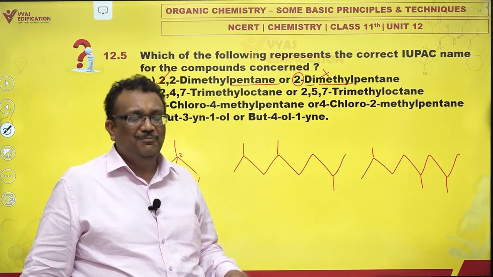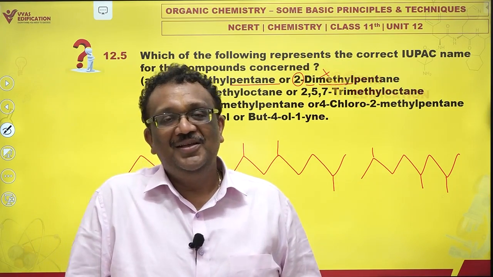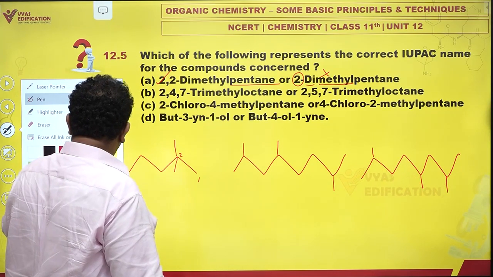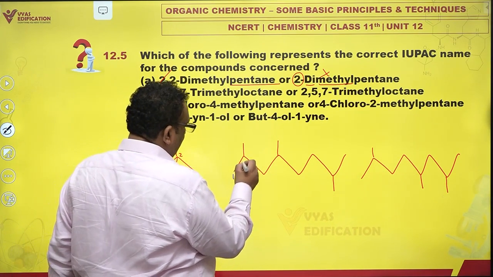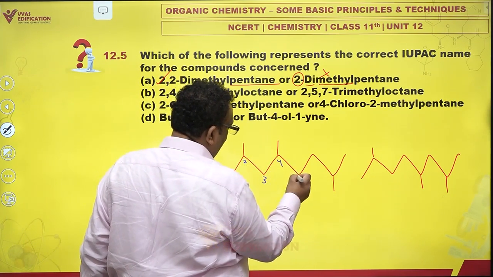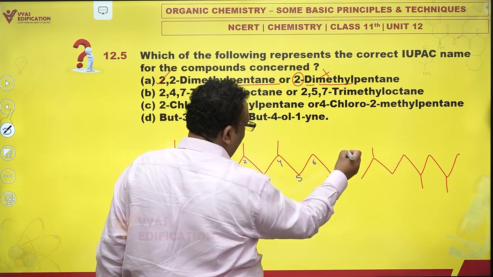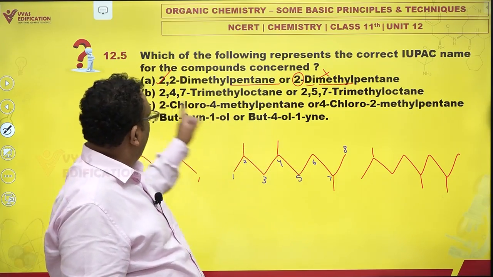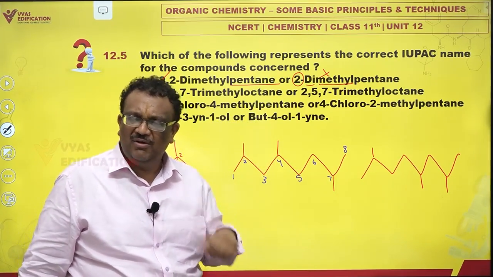Actually, if you look closely, both these compounds are the same. We have just numbered them differently. In what way? Well, take a look. 1, 2, 3, 4, 5, 6, 7, 8. Octane, 2, 4, 7 trimethyl. This is the way we are writing it.